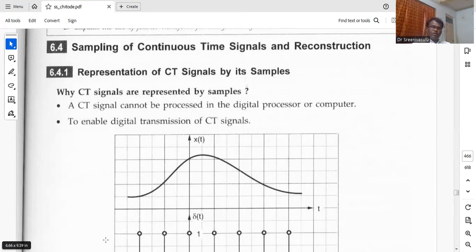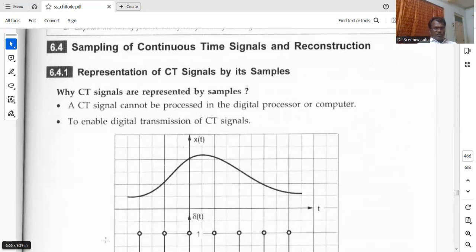Now the idea is we need to convert this signal into a digital signal. The first step to convert this into a digital signal is sampling. Sampling means converting a continuous time signal into a discrete time signal. Now, what is the idea to convert this continuous time signal into a discrete time signal? What is the basic phenomenon?